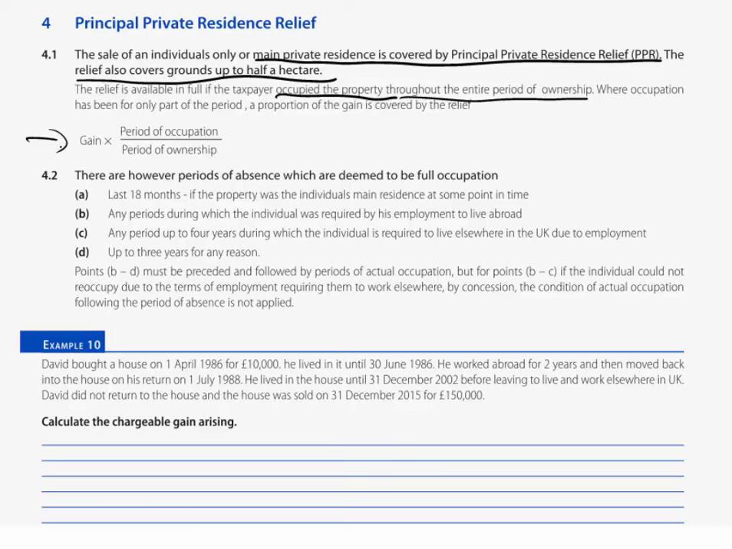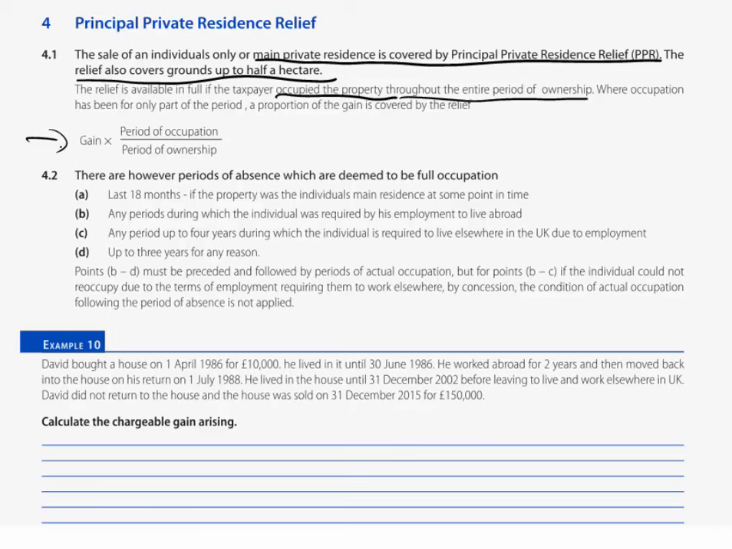Now, of course, that will include actual occupation, and no doubt for the majority of the time of ownership, our taxpayer will have lived in the property. But then there are periods of deemed occupation. So what are they? What is it that you now have to learn as being the periods of deemed occupation? Firstly, the last 18 months of ownership.